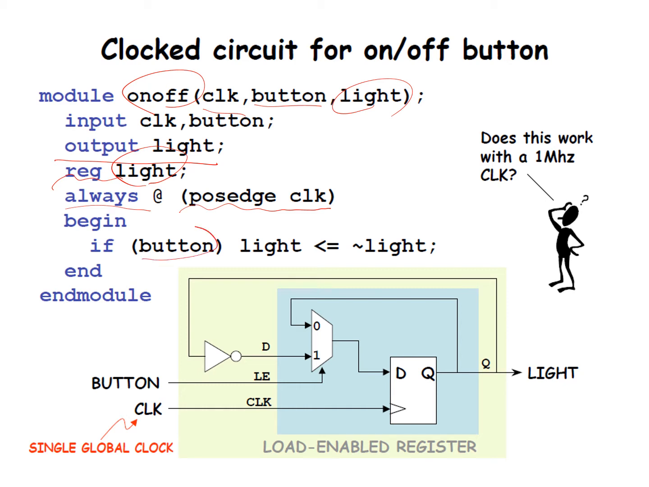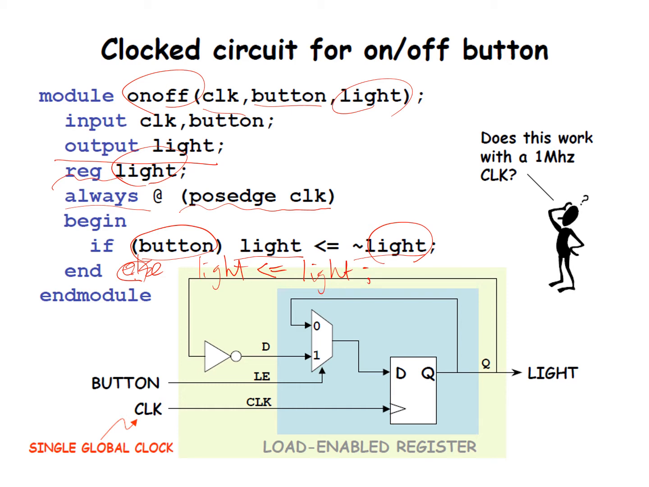If the button is high, the light goes to the inversion of the light. It will invert the value. Otherwise, there's no definition, meaning it will keep its value. So here there's no else statement. It is recommended that you complete the description with an else, so the light just keeps its value like this.